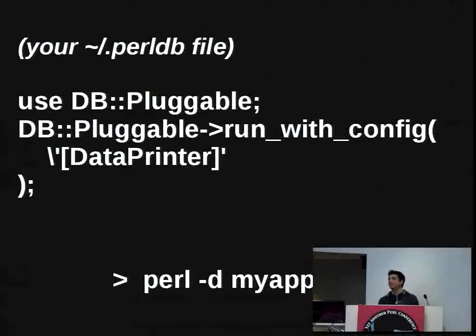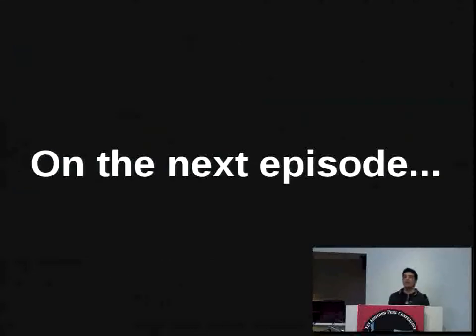And the other thing is another goodie: if you debug a lot, you can replace the regular p from the Perl debugger to print your data structure as Data::Printer would. You just use DB::Pluggable and run it with the Data::Printer config, and then whenever you're debugging your programs using the Perl debugger, you just say p whatever, and it will print it for you, which is really nice if you really use the debugger. And there are a lot of things that I wanted to work, that I still want to work on.